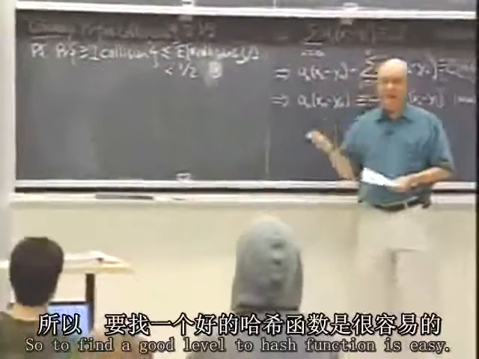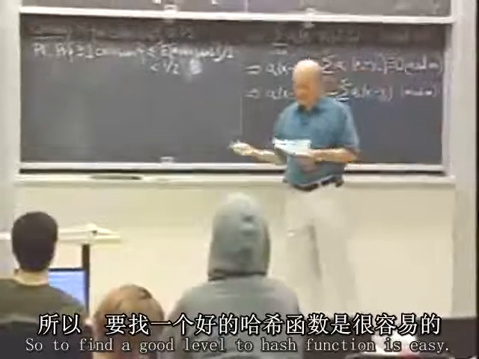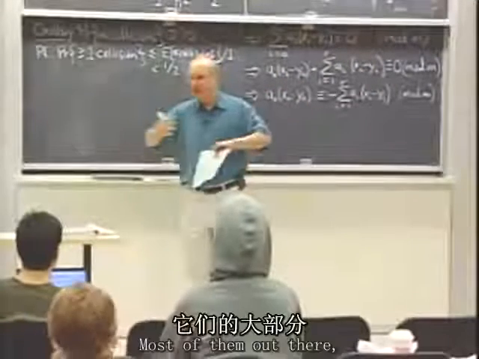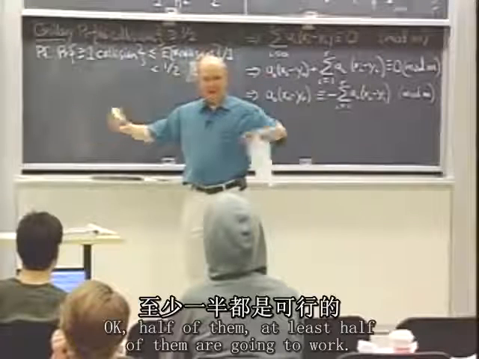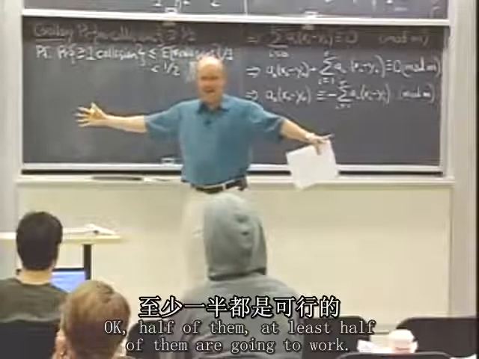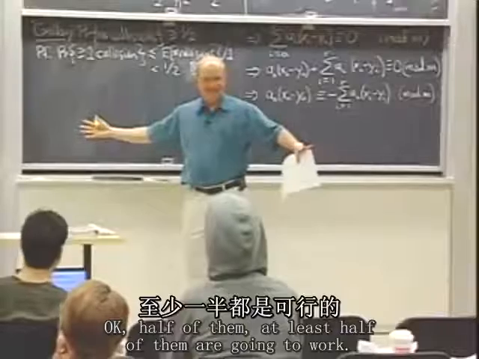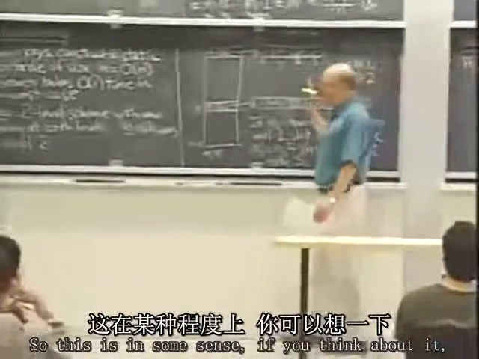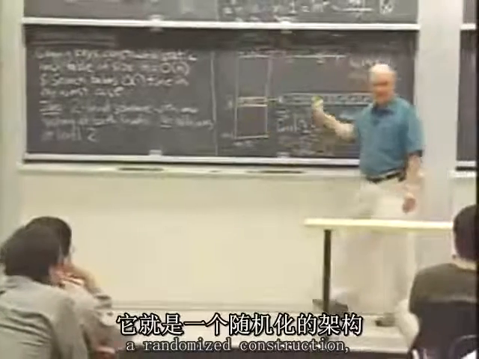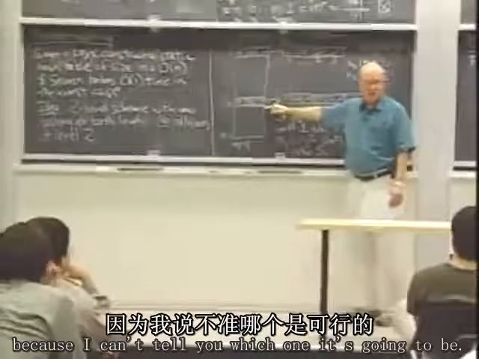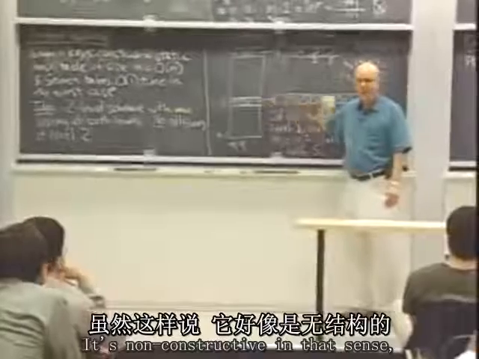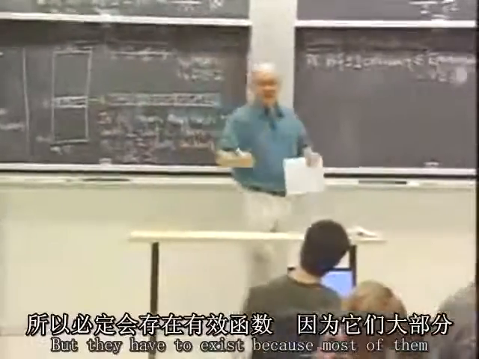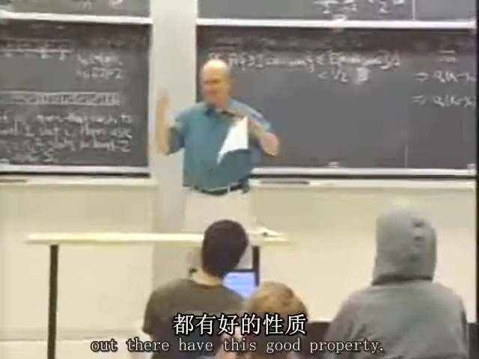So to find a good level 2 hash function is easy. I just test a few at random. Most of them out there, at least half of them, are going to work. So this is, in some sense, a randomized construction, because I can't tell you which one it's going to be. It's non-constructive in that sense, but it's a randomized construction. But they have to exist because most of them out there have this good property.